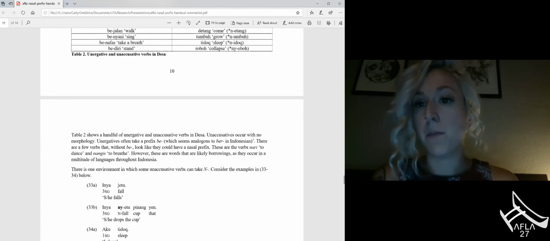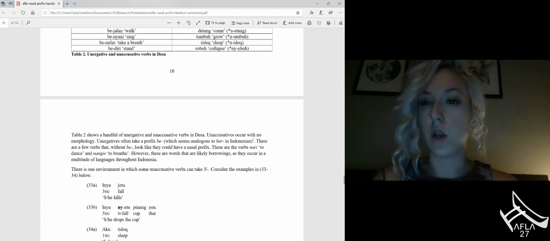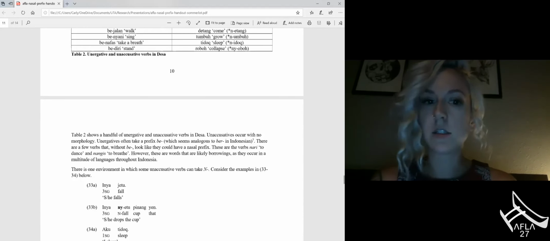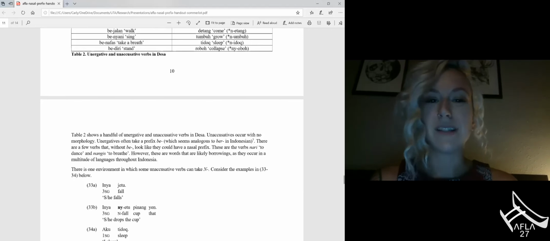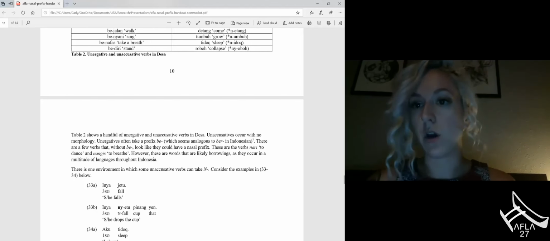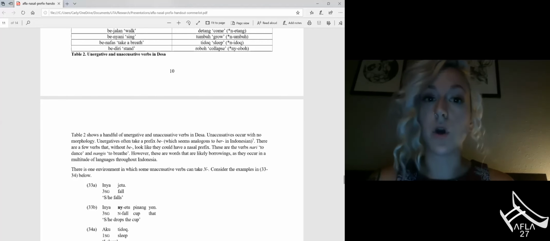Unergatives often take b, and there are a few verbs that look like they could have a nasal prefix. These are verbs like nari, to dance, and nangis. However, these are likely borrowings as they occur quite often in languages across Borneo and Indonesian in general, and it doesn't seem to be a productive use of the nasal prefix. Instead, we almost always see b.